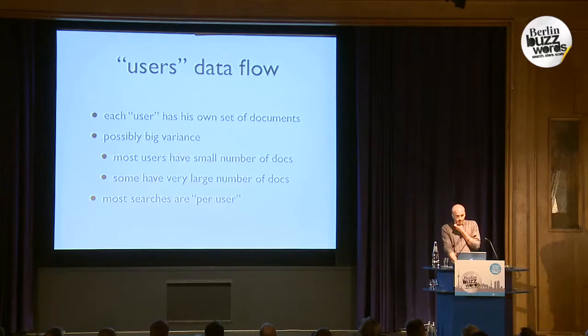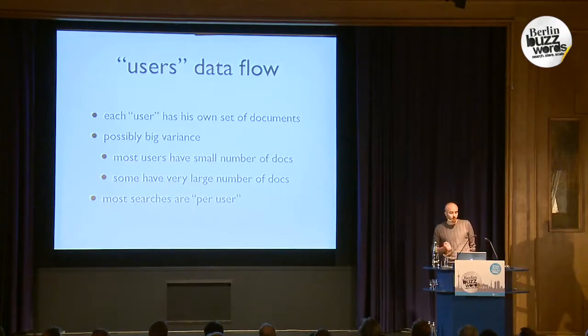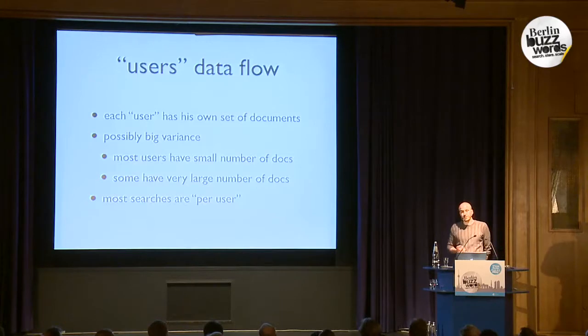One of them, which I like to call the users type data flow. So we build an application, and each user has their own set of documents. Think about Gmail, where each user has their own mails that each user wants to search across, or things of that nature. In that typical data flow, there's usually a big variance. Most users don't have a lot of documents, and what counts as a lot depends on the type of application that you're building. But some users have considerably more documents compared to most of the other users. And also, most of the searches themselves are executed per user. A user just wants to find their own data, not search across all data.